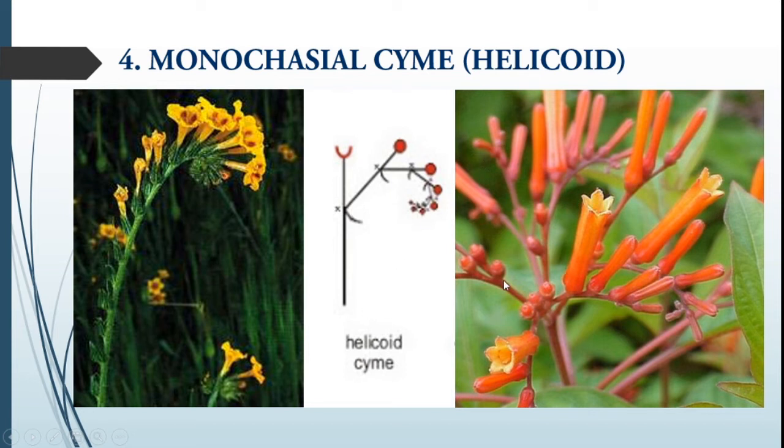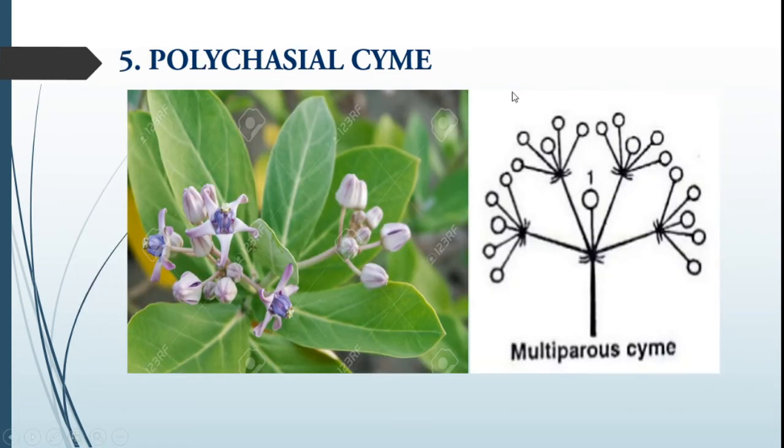This is called Hamelia patens. In Hamelia patens, the branching successively forms from the right side, but in this plant, the branching takes place from the left side. Left or right, it is not a problem. We have to see that the branching takes place from a single side only. Then we can call it a helicoid cyme.